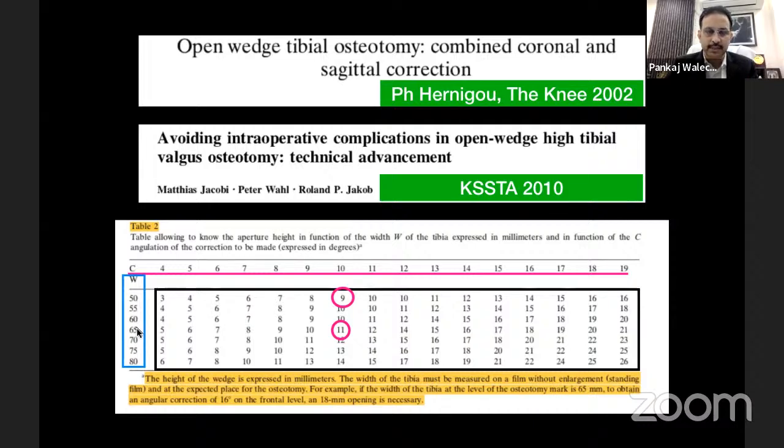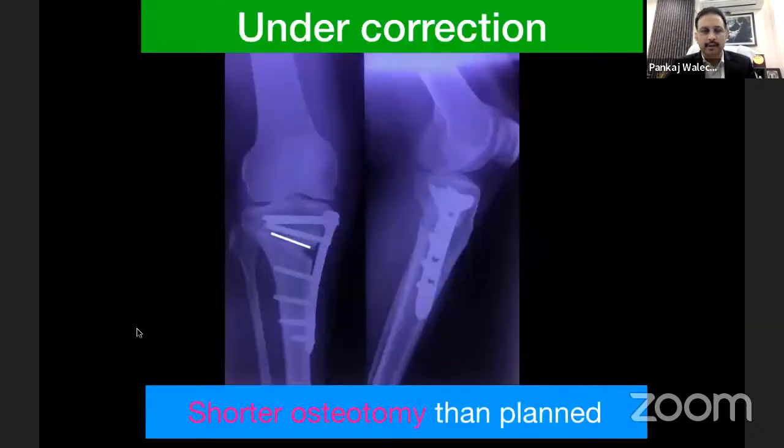And this width is measured by the length of the K wire, which we have put up to the hinge point. So on the table also, you can measure the length of the K wire and then refer to this table. But how does the problem happen? Now, if your osteotomy is shorter than planned, then of course, your osteotomy opening will be less, although you are seeing the same angle of correction through your osteotomy spreader.